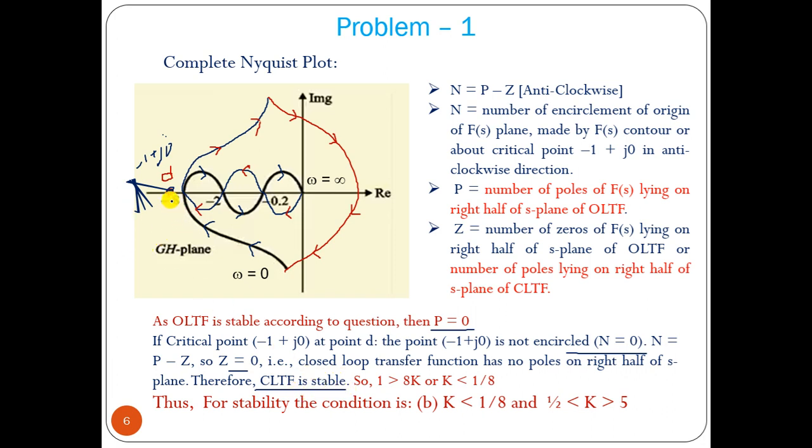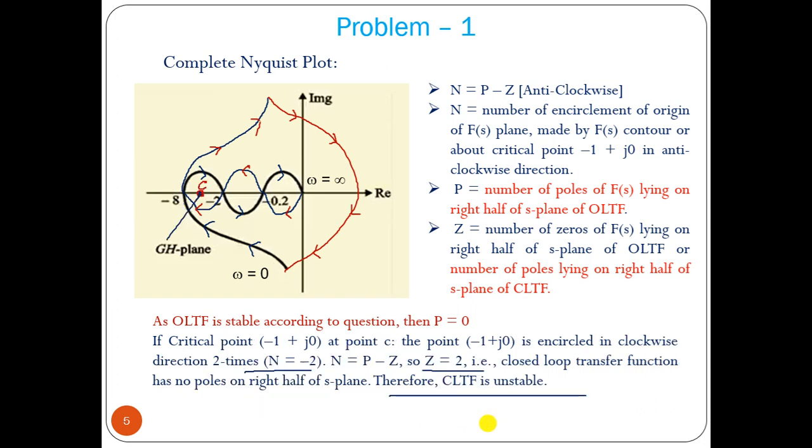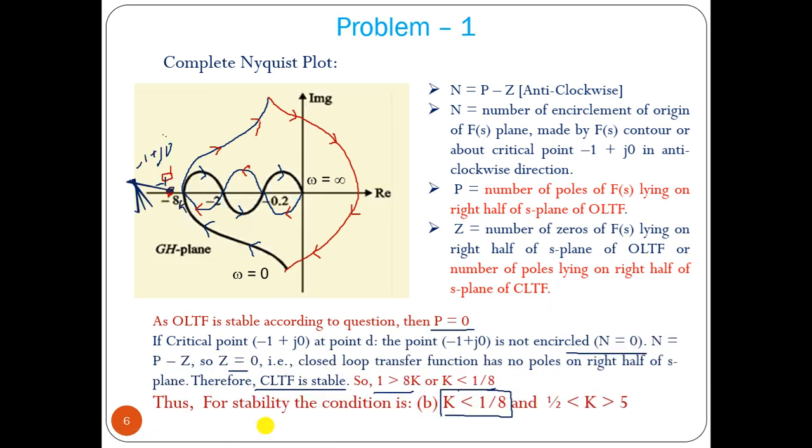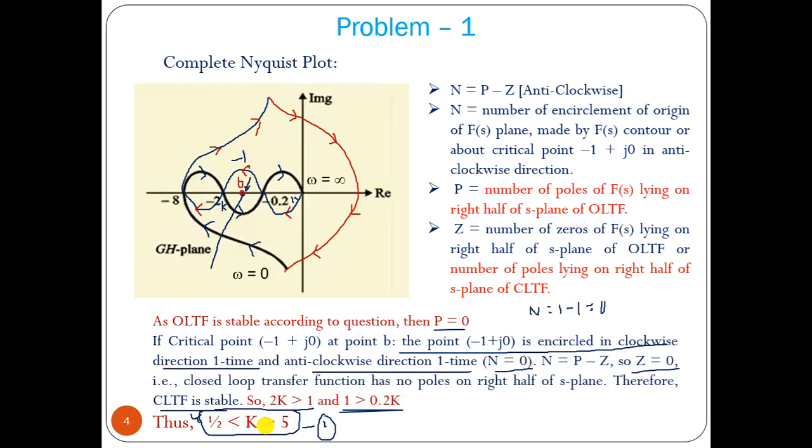What is the condition for that? This is your minus 8k and this is your minus 1 point. So 1 is greater than 8k, that is the condition. So k is less than 1 by 8. So what is the answer now? One condition is k less than 1 by 8. Another condition for stability we got here, k is greater than, I think this should be less than.